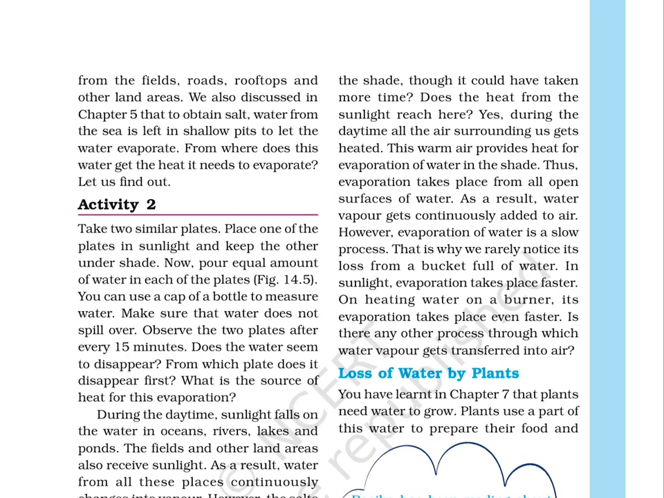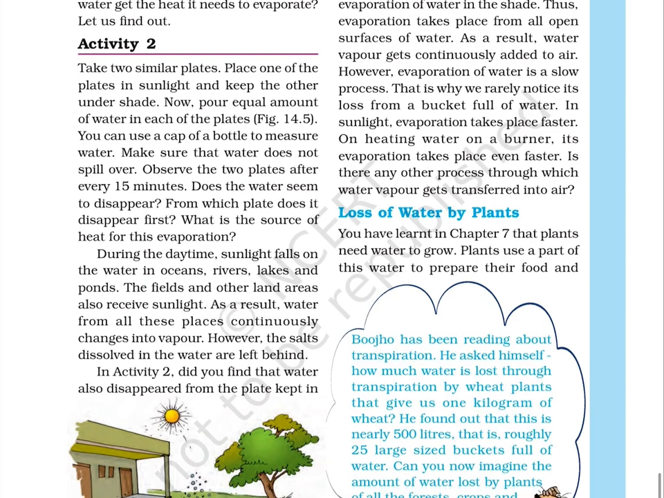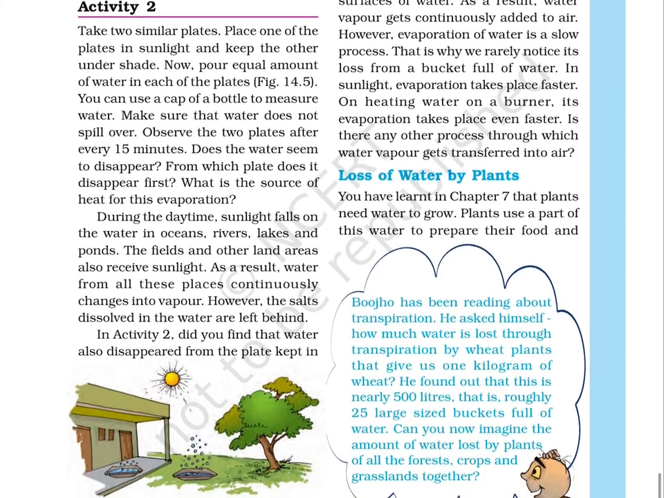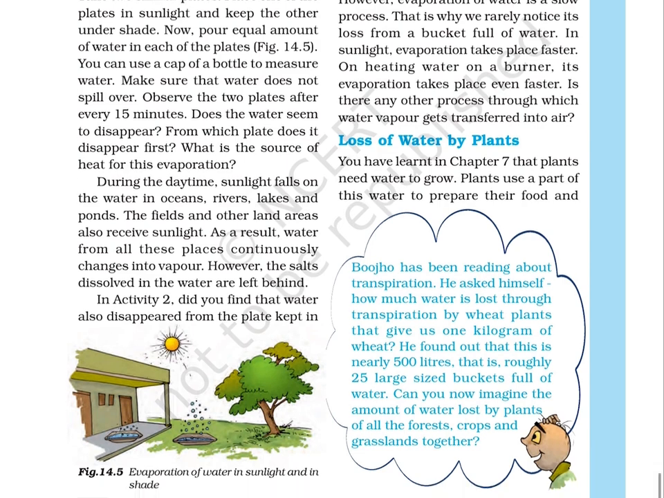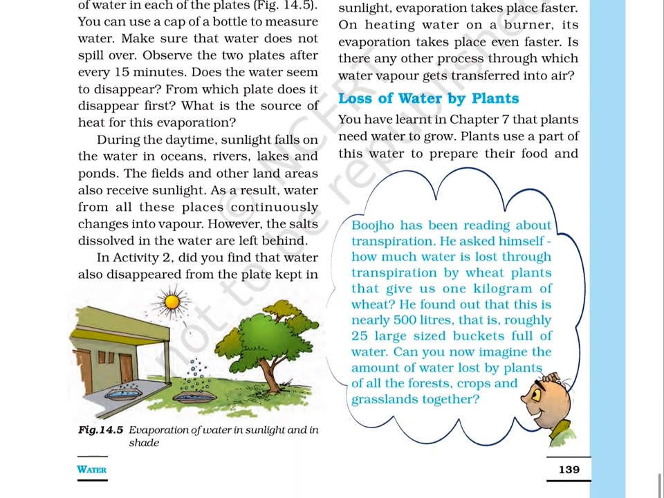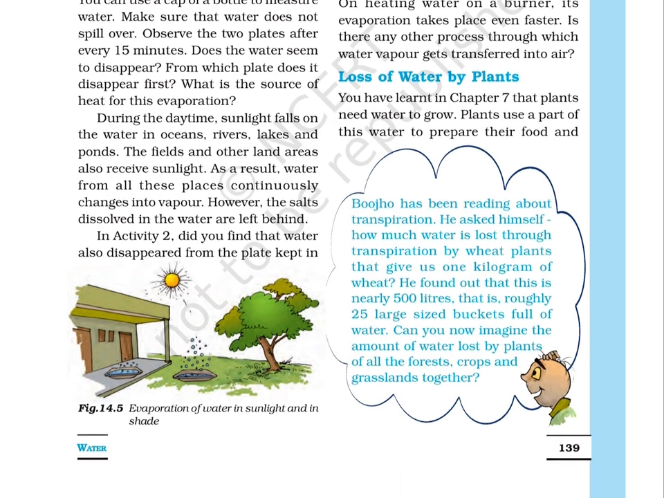Is there any other process through which water vapor gets transferred into air? Figure 14.5 shows evaporation of water in sunlight and in shade. Bojo has been reading about transpiration. He asked himself how much water is lost through transpiration by wheat plants that give us 1 kilogram of wheat. He found out that this is nearly 500 liters, that is roughly 25 large-sized buckets full of water.